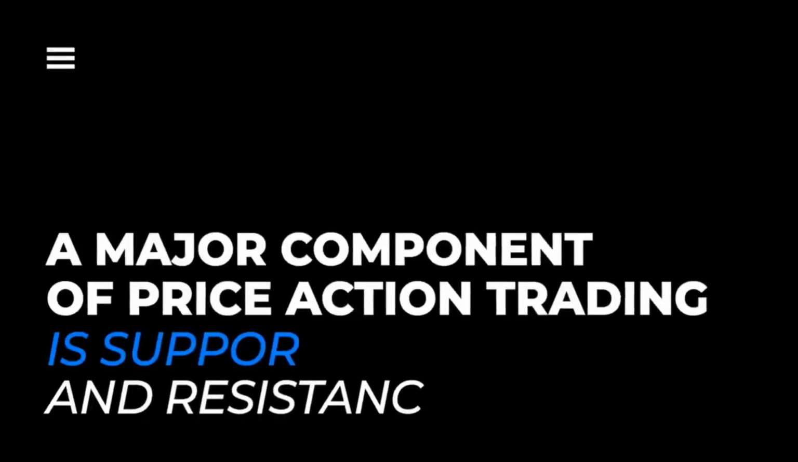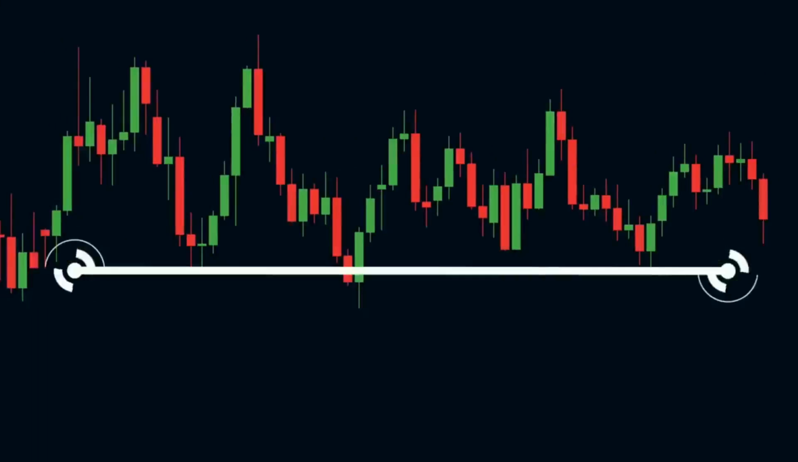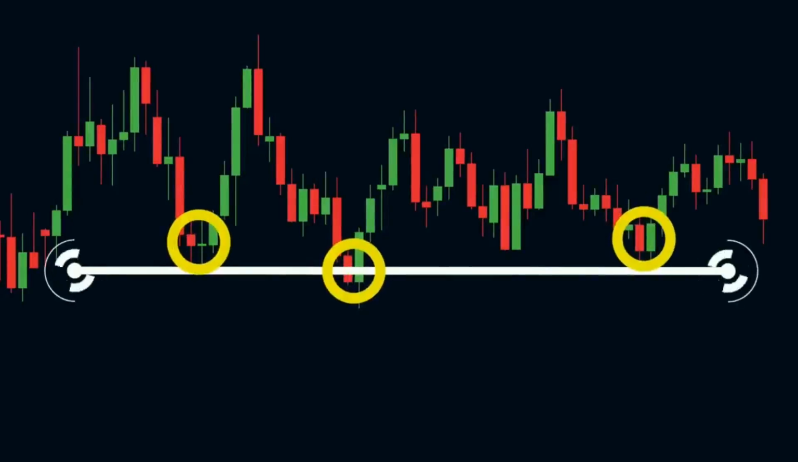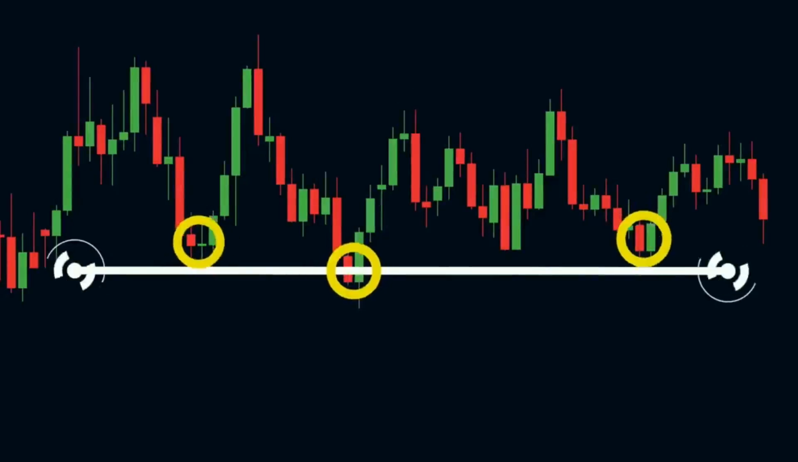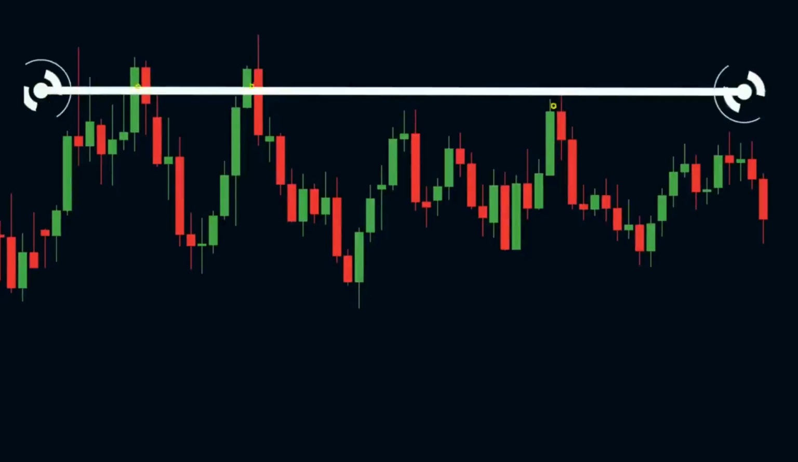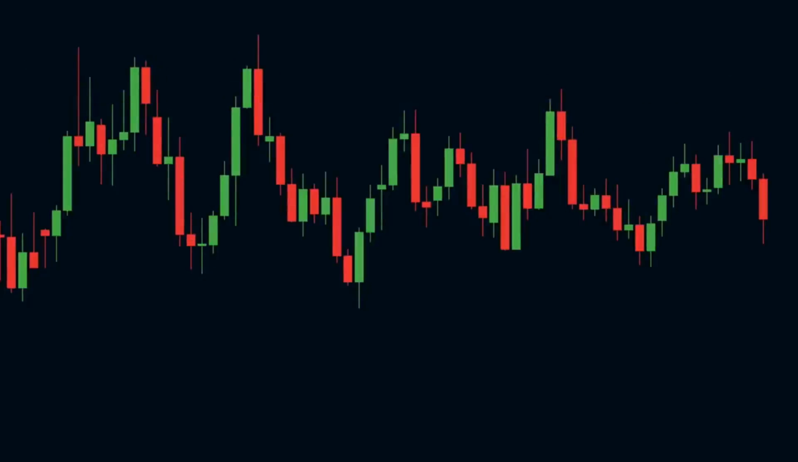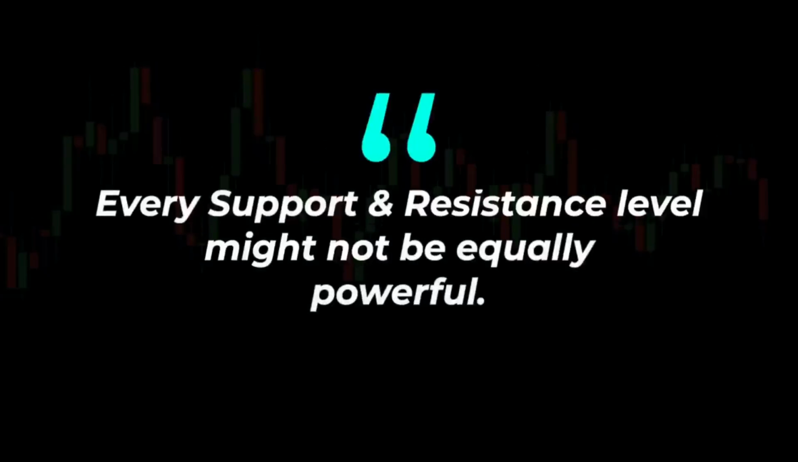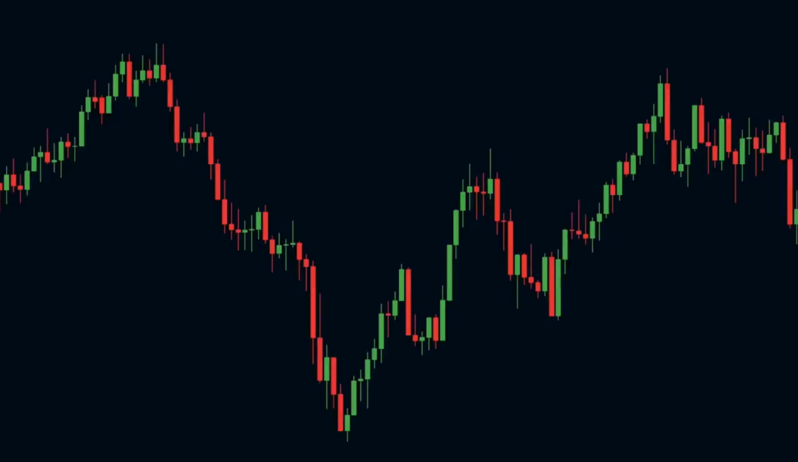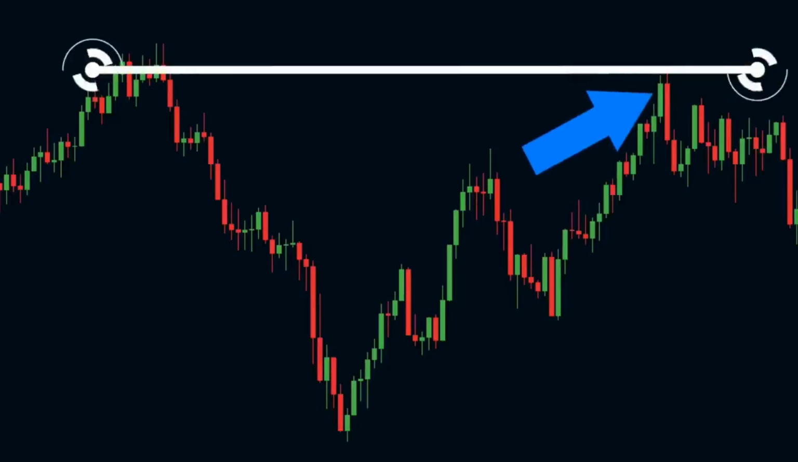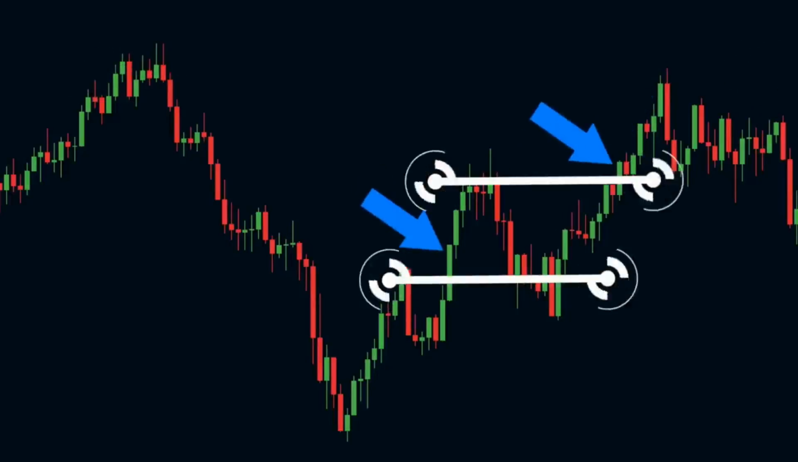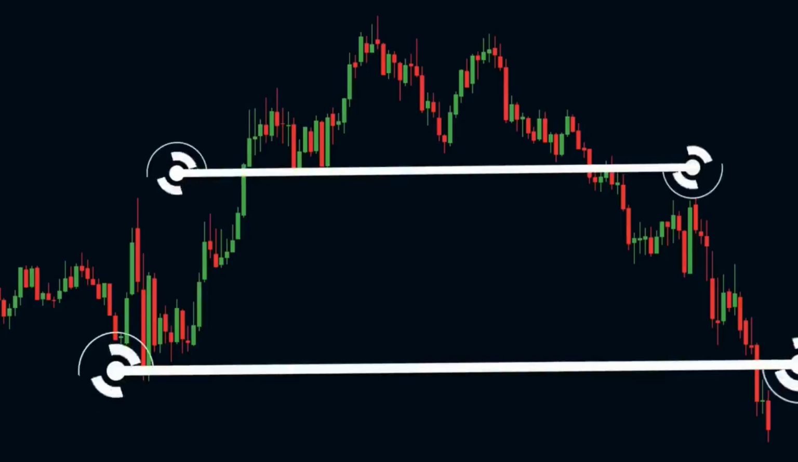A support level is a price level where buyers come in and push the prices upward, while a resistance level is a price level where sellers come in and push the prices downwards. Support and resistance are really powerful when it comes to identifying market reversal points, but every support and resistance level might not be equally powerful. While the market may respect major support or resistance levels, it may not respect the minor ones. In some extreme market conditions, the market may not respect any support or resistance level.